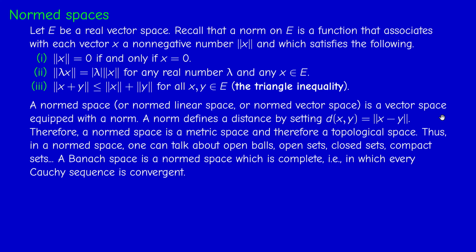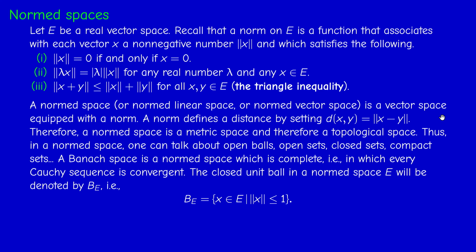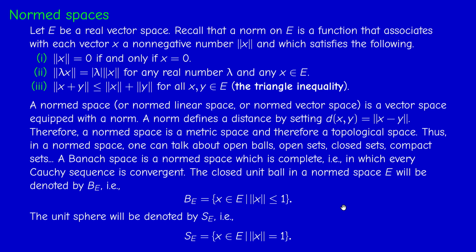And a Banach space is a normed space which is complete. This means that every Cauchy sequence in the space is convergent. And for notation, the closed unit ball of a normed space E is usually denoted by B sub E. So it's the set of elements in the space whose norm is less than or equal to 1, and the unit sphere is precisely the set of vectors whose norm is equal to 1. These are very important notations.